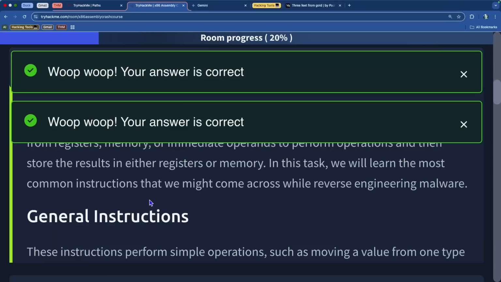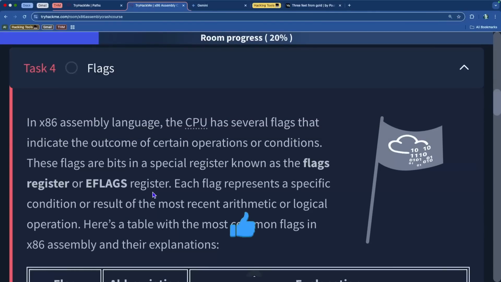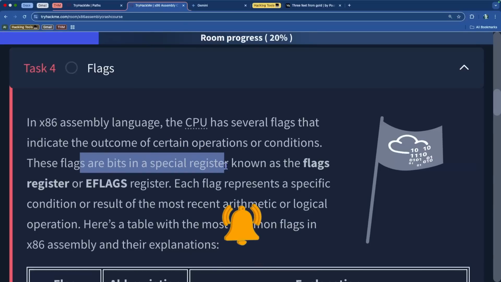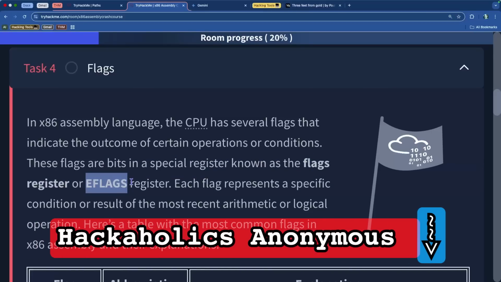All right, let's talk about flags. We did talk about flags in the last video, and the flags indicate the outcome of certain operations or conditions. They are bits in a special register known as the flags register or EFLAGS register.